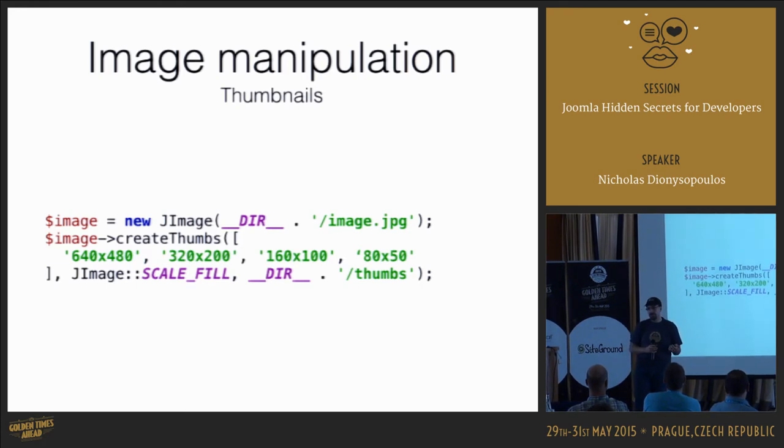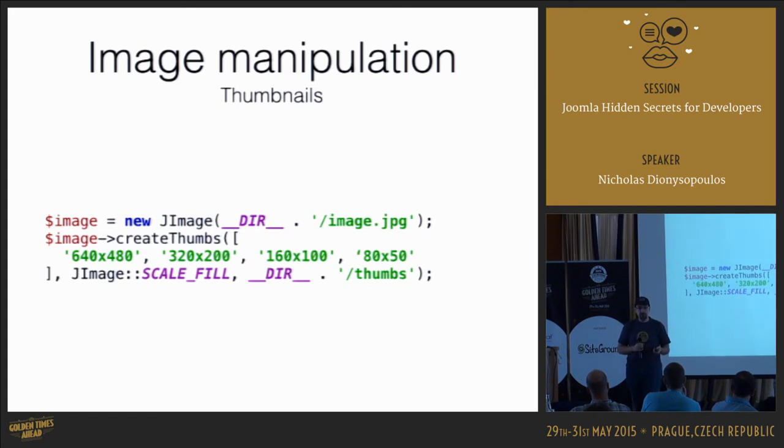So if you're trying to create thumbnails, most likely your first instinct is, okay, PHP has the GD library, let's use it. How many of you liked using the plain old GD library without a wrapper? Nobody? Yeah, exactly. It's because it's really painful. There is this abstraction called JImage. You can just tell it to, for example, create thumbnails. You just give it a list of dimensions, a file name, and a directory where you want the thumbnails to be created, and there you have them.